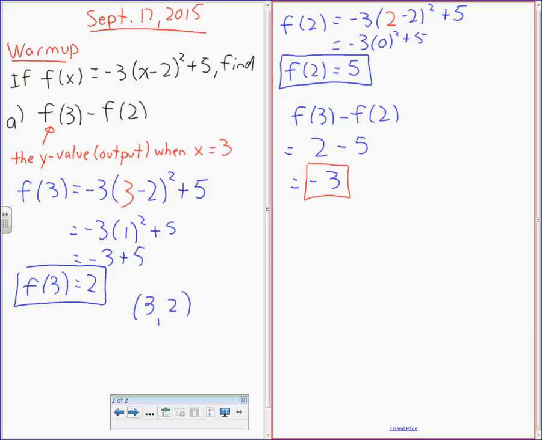So this is going to be the change between the two y values. It's just going to be the y value at 3 minus the y value at 2. Think of this like slope, that's what we're heading to, right? This is like y2 minus y1. Yeah, that would be the one step. All right, here we go. Letter B.